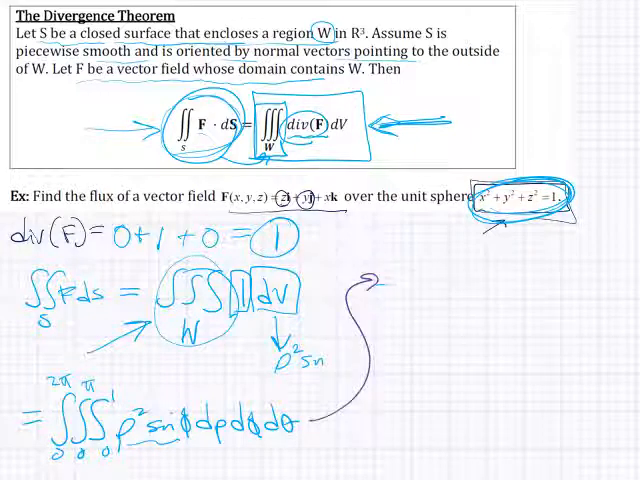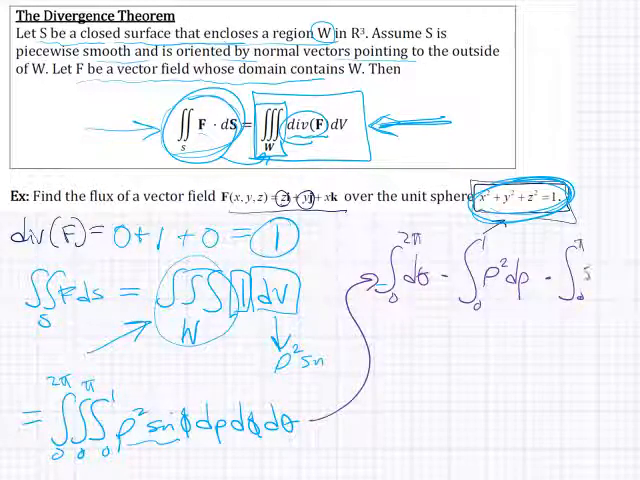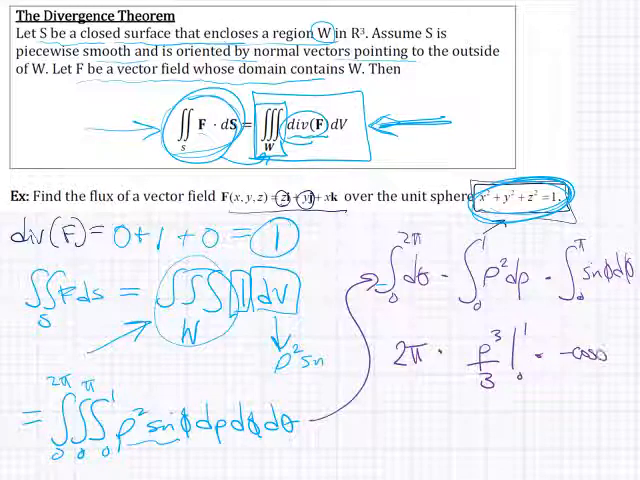In which case, what I'm going to do is the integral from 0 to 2 pi of d theta times the integral of rho squared from 0 to 1 d rho times the integral from 0 to pi of sine phi d phi, all multiplied together. So this one's going to give me theta, so it's going to give me 2 pi. This one's going to give me rho cubed over 3 from 0 to 1, so this is going to give me 1/3. And this one's going to give me negative cosine phi from 0 to pi.